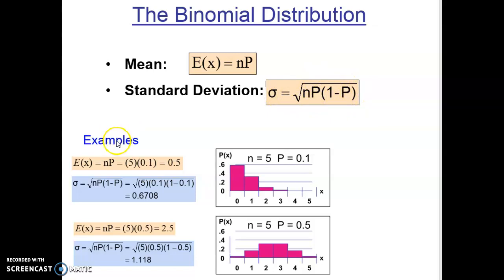Here's some examples. Let's say we have an n of 5, so a sample of 5, and the probability of success is 0.1. Well, 5 times 0.1 is 0.5. We would get an expected value of 0.5. And with that same data, we'd have a standard deviation equal to the square root of NP times 1 minus P, which would be 5 times 0.1, which we already said is 0.5, multiplied by 1 minus 0.1, which is 0.9, and you get 0.6708. So very easy to calculate the expected value and the standard deviation.